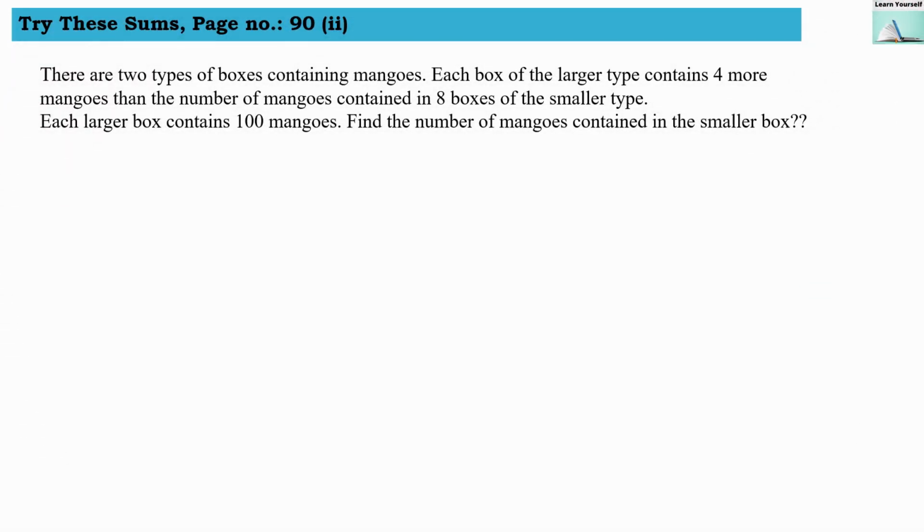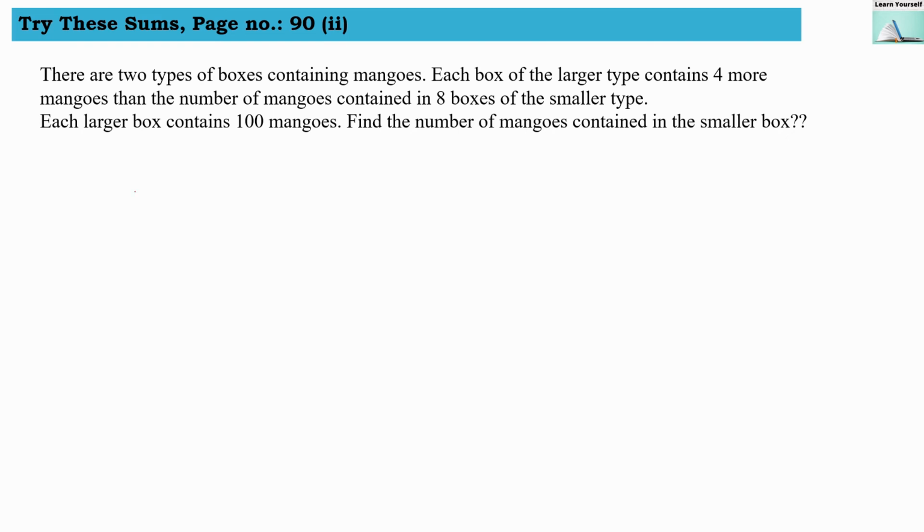Try this sum, page number 90, second numerical. There are two types of boxes containing mangoes. Each box of larger type contains 4 more mangoes than the number of mangoes contained in 8 boxes of the smaller type. Now let us first understand the question and try to write an equation for that.